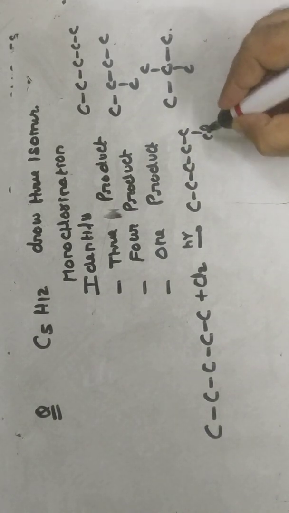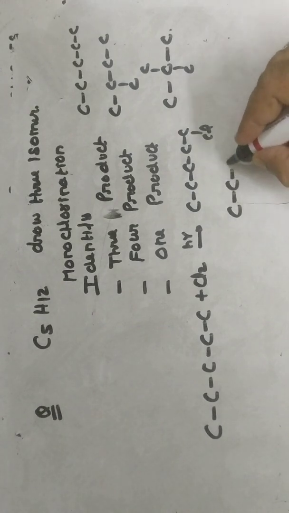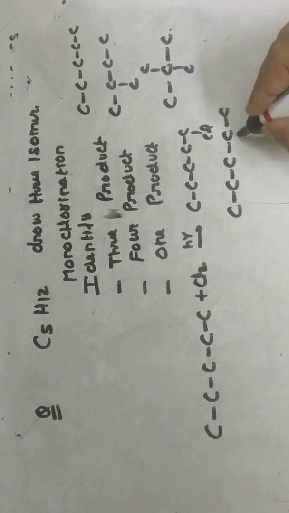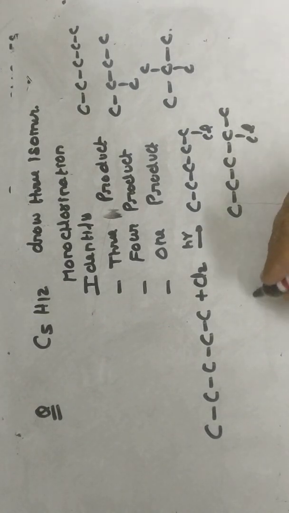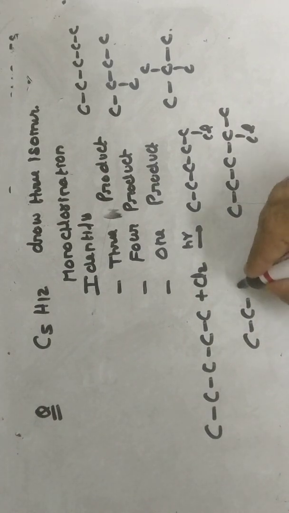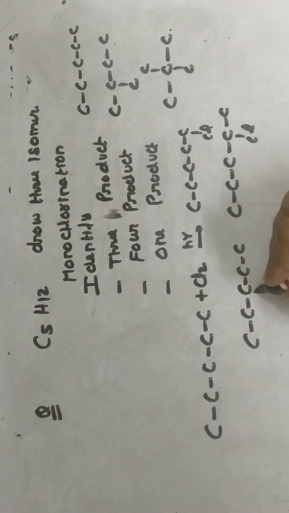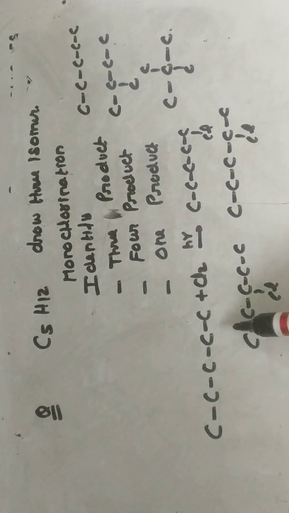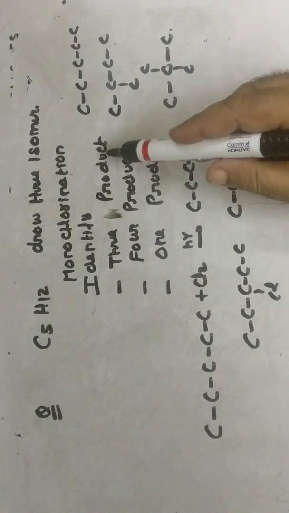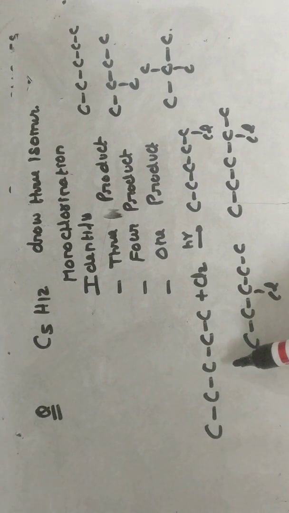You can get the formation of 1-chloropentane. We can get the formation of 2-chloropentane. We can get the formation of 3-chloropentane. So normal pentane will be the one which gives you 3 products on monochlorination. The answer of the first part is it has to be normal pentane.